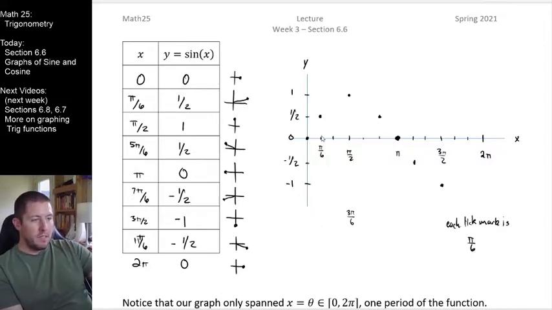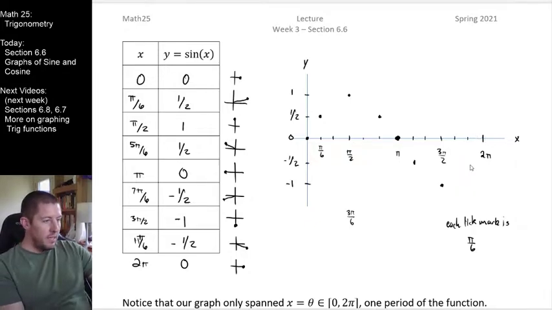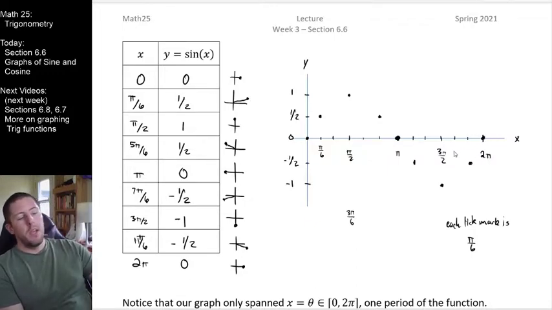11 pi sixths, 1, 2, 3, 4, 5, 6, 7, 8, 9, 10, 11. Just as we said, 11 pi sixths is 1 pi sixth short of a full revolution. That's going to give me -1/2 right there. And finally, 2 pi, we are back to 0 again right there. So it looks like we've got a pretty consistent pattern of all of our dots right here.